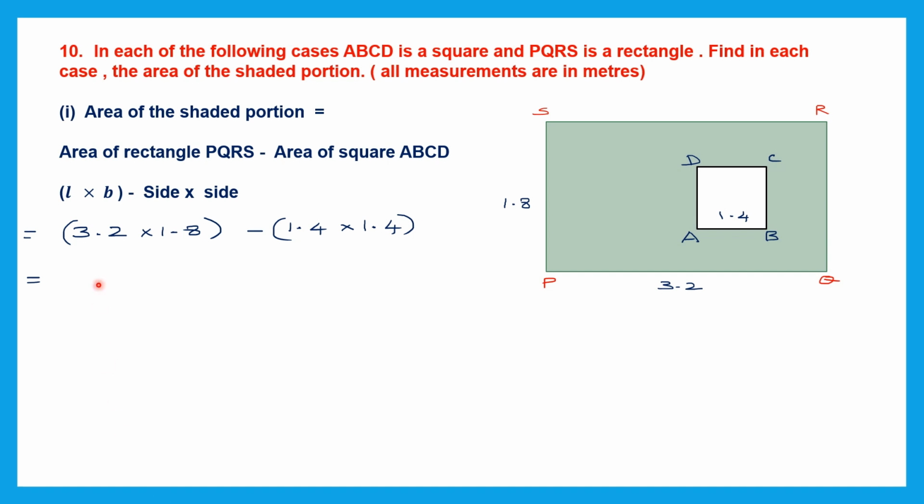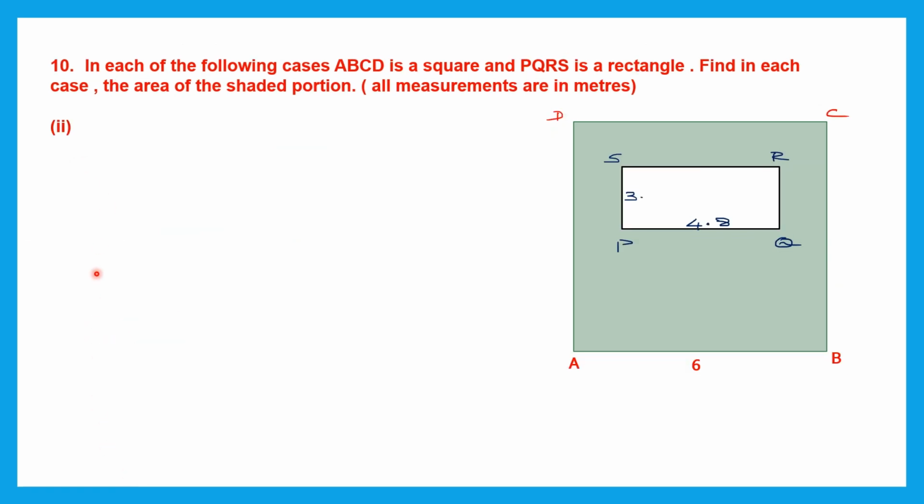So when you multiply two decimal numbers, you know the rules to follow. Ignore the point and multiply, and then put back the point, so you will have two decimal places. Now the answer that you get when you multiply these two is 5.76. Remember, we're talking about area, so it will be 5.76 meter square minus 1.4 into 1.4, which is 1.96, and this is also meter square. Now we just have to subtract these two. When you subtract these two, you get 3.8 meter square. So this is the area of the shaded portion, 3.8 meter square.